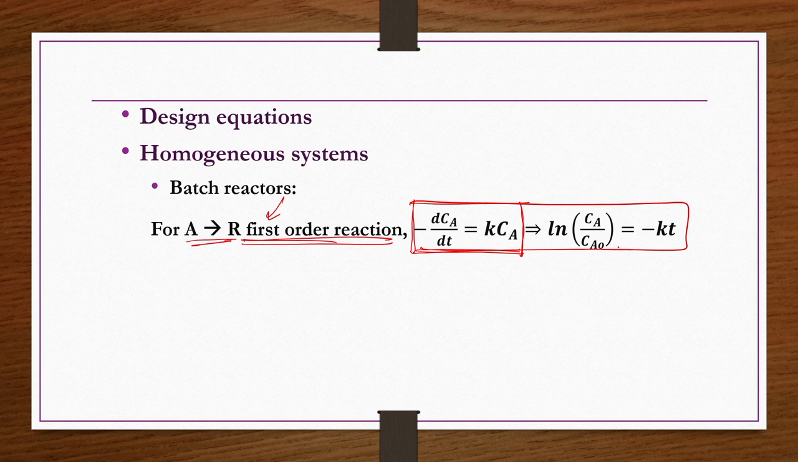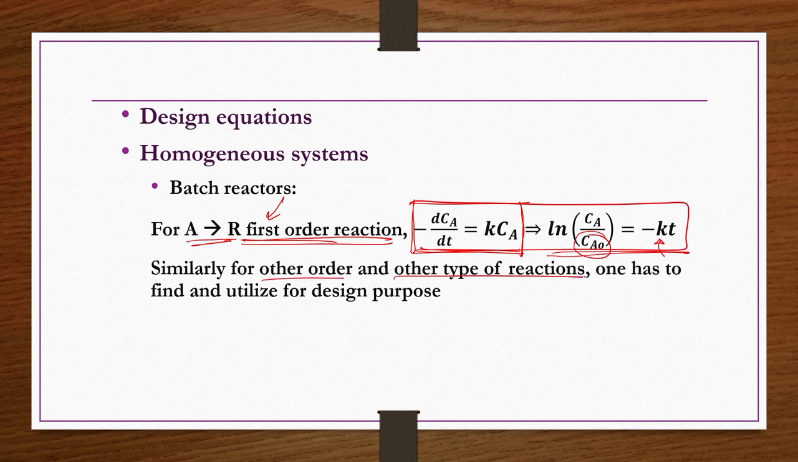Now if you integrate this equation, then you get this form. So this is nothing but the rate equation for the first order reaction, A going to R, right? Here Ca naught is nothing but the initial concentration of component A. From Ca naught to Ca, it is forming, and at what rate? At this rate. This k is the rate constant, t is the reaction time. Like that, for different types of reactions and different types of reactors, you can get equations. Similarly, for other orders and other types of reactions, one has to find and utilize them for design purposes. Accordingly, you have to develop. This is only for this kind of reaction, first order reaction, but it may be a reversible reaction. Then you get different equations, right? So those things one has to see.